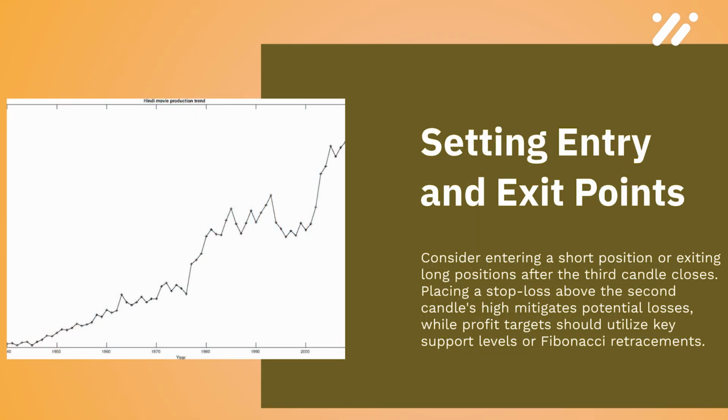Step 4, which is the final step, entry and exit points. Entry. Consider shorting the asset or exiting long positions after the close of the third candle. Stop loss. Place a stop loss above the high of the second candle to limit potential losses. Target. Set profit targets using support levels, Fibonacci retracements, or a risk-reward ratio.